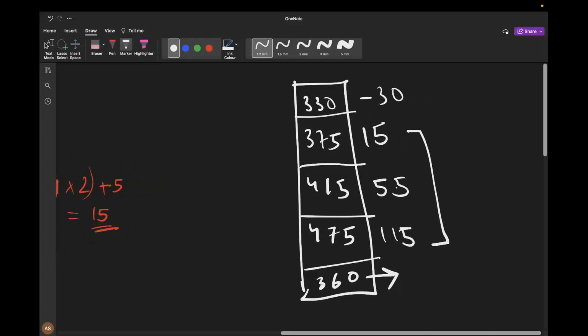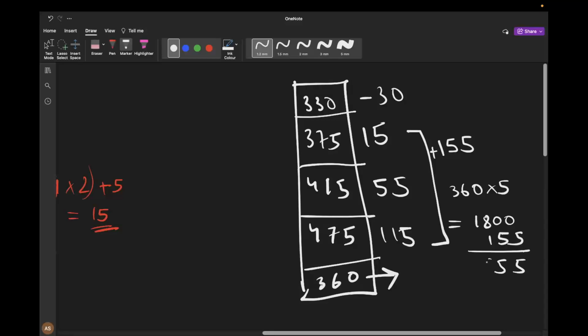15 and 55 makes 70, 70 and 115 makes 185, minus 30 gives us 155. So basically we're going to add 155 to what? 360 into 5, which is basically none other than 1800. Is it not? 5 sixes are 300, 1500 plus 300 is 1800. Now we are going to add 155, that makes it 5591.